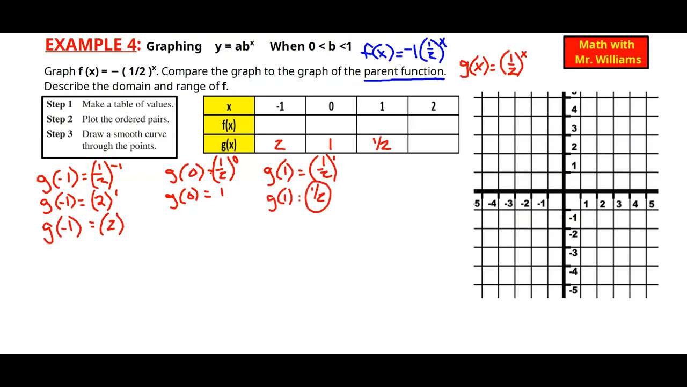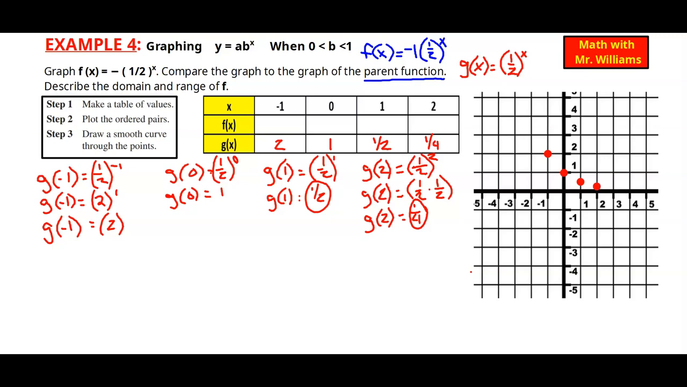All right, now g of 2. So we have g of 2 equals 1/2 squared. So g of 2 equals 1/2 times 1/2. 1 times 1 is 1, and 2 times 2 is 4. So our answer would be 1/4. All right, let's go ahead and graph that. So we have the x is at -1, and the y, or g of x, would be at 2. Okay, next we have 0 and 1. So we have the x would be 0, and the y, or the g of x, would be 1. And then we have 1, 1/2, and then we have 2, 1/4.